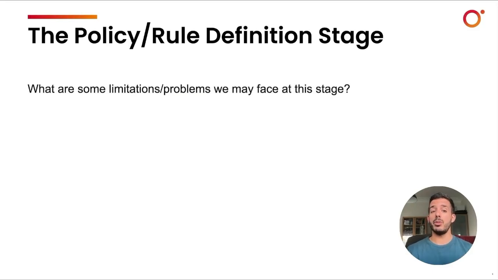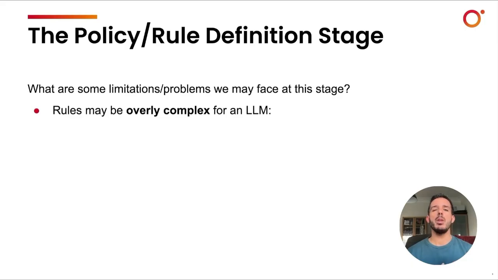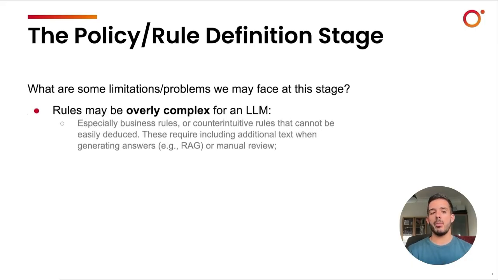And as usual, we do have risks and limitations here. Surprise, surprise. So one of them is that the rules may be overly complex for an LLM, right? Especially if we have business rules or counterintuitive rules that are not very well explained and that cannot be easily deduced. Maybe the LLM can't reach those conclusions, or maybe it's going to come up with something else, right? So these may require including additional content for context, such as using RAG with documents or manual review.